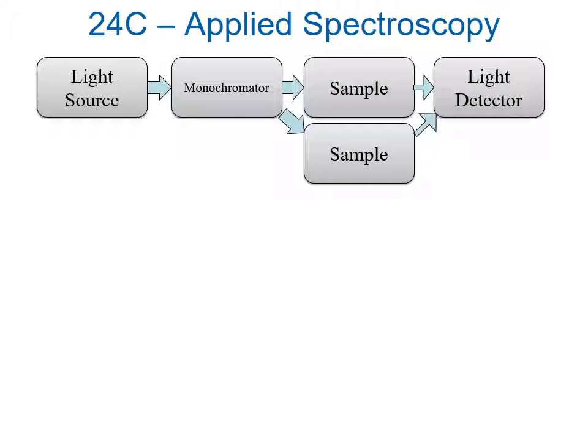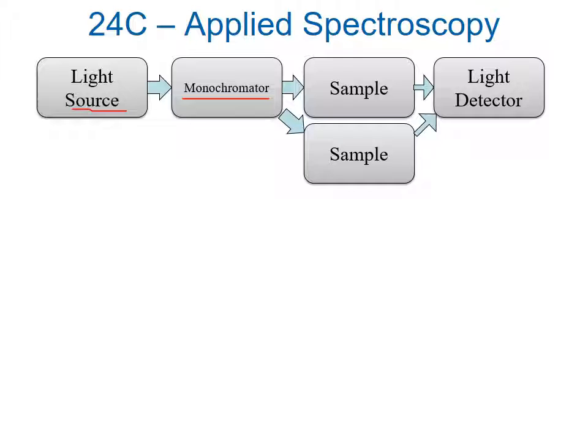So generally when we actually apply spectroscopy, since we do have molar absorptivities that are based on a single wavelength, we're going to add in a little bit more complication to our actual unit. We're going to have a light source, we're going to have a monochromator, which essentially means one color. It's going to divide our wavelengths so that we only see a few wavelengths at a time. And then we're going to have two different possible setups for our instruments.